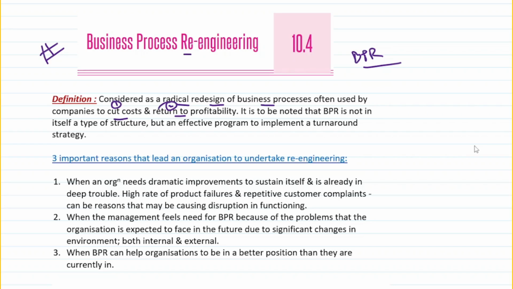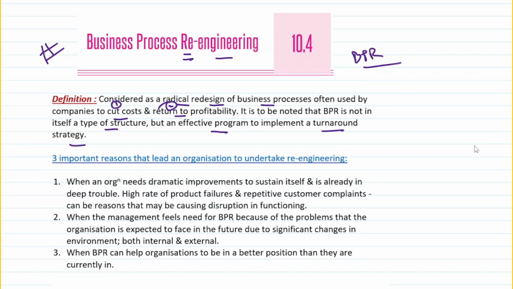The term is re-engineering, which means it's been done again. So you basically redesign your business process to cut down the cost and attain profitability. It is to be noted that BPR is not in itself a type of structure, but an effective program to implement a turnaround strategy. So it is not a structure in itself, it is only an effective program for a turnaround strategy. Turnaround means a complete U-turn, as in they are changing the events completely so that they are able to cut the cost and attain profitability, right?